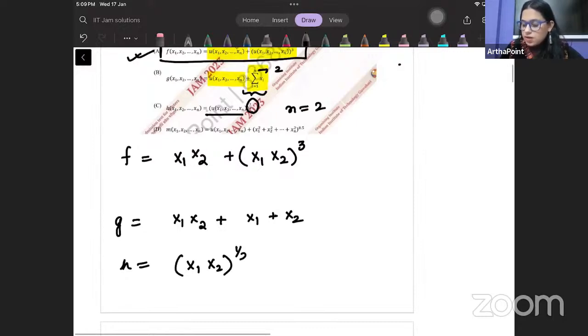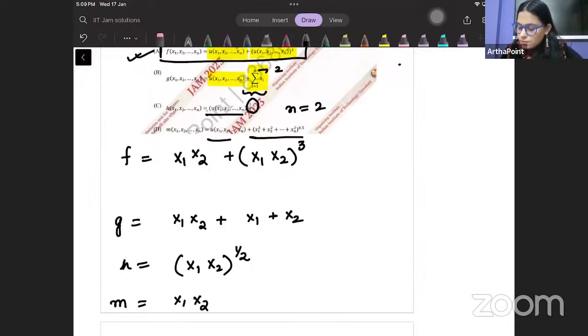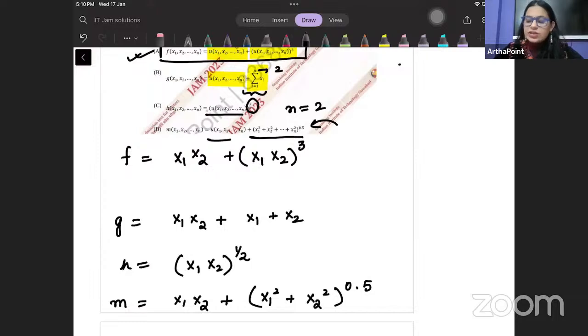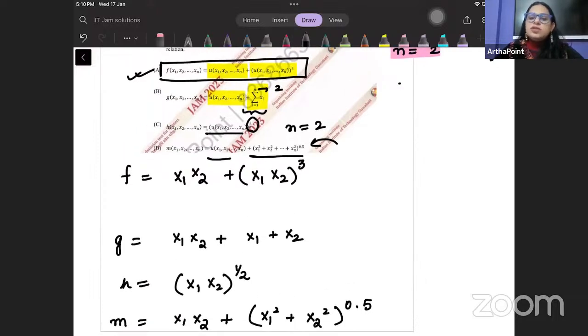So it will be to the power 1 by 2. And the last utility function that I have is u plus this part. So it will be x1, x2 plus, I can just assume this to be x1 square, because there are n, but I just have to take 2. So x1 square plus x2 square to the power 0.5. This is how you can write all these utility functions.